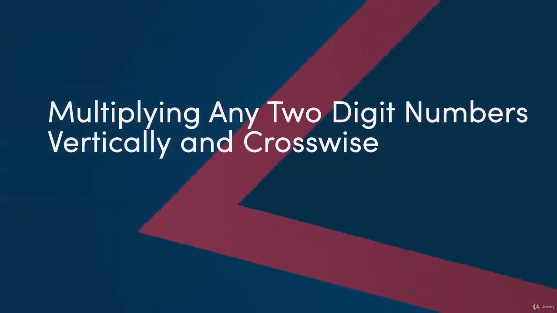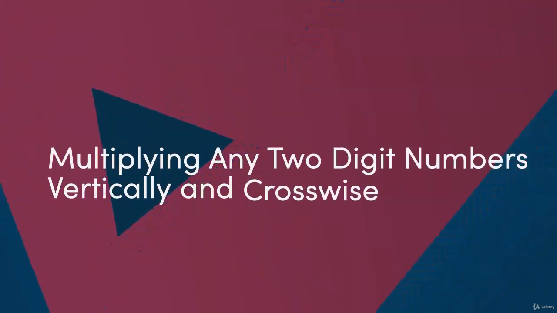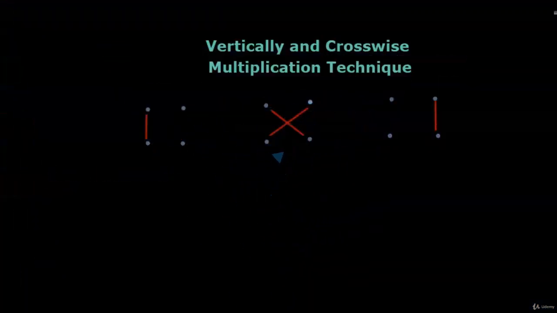Hello and welcome. This lecture is based on multiplying any two-digit numbers using the vertically and crosswise technique of Vedic math. Vertically and crosswise technique is a three-step process. We will be starting from the left side, moving towards the right, and this is going to give us the result in a single line. First of all, we are going to multiply two numbers from the first column, and this will give us the first digit of the result.